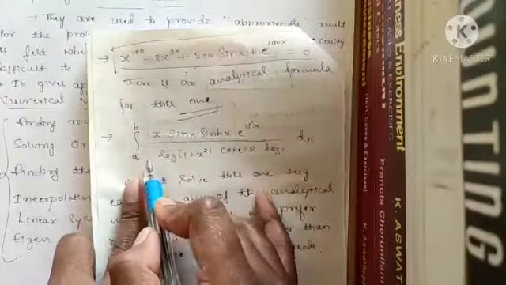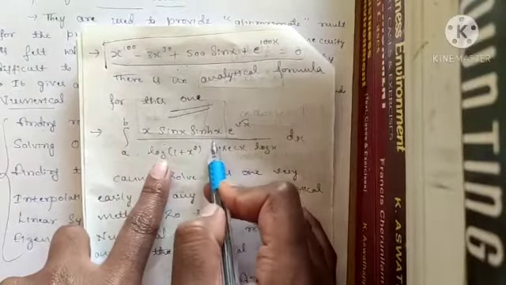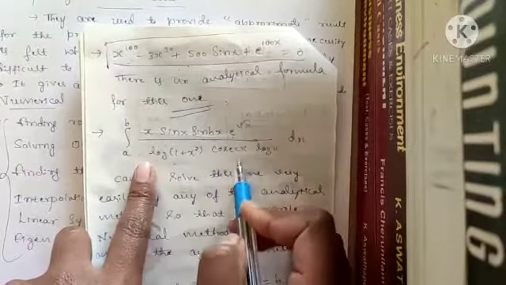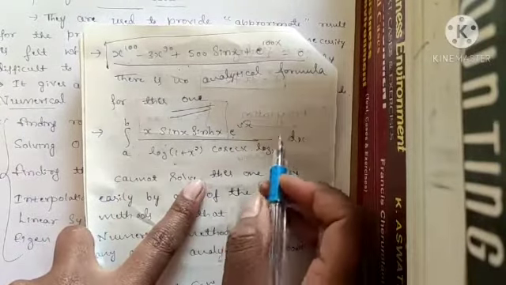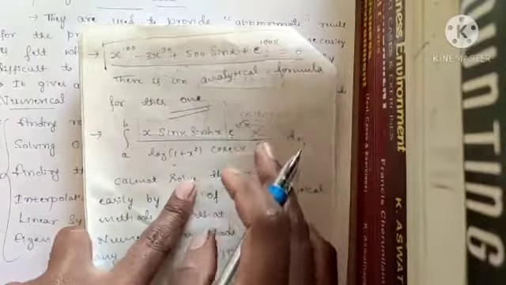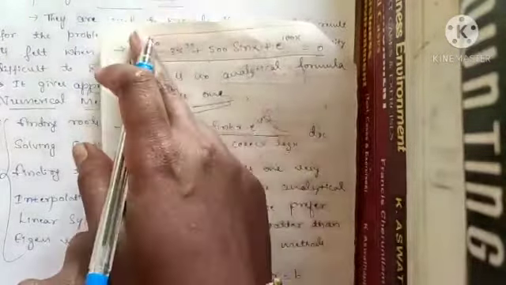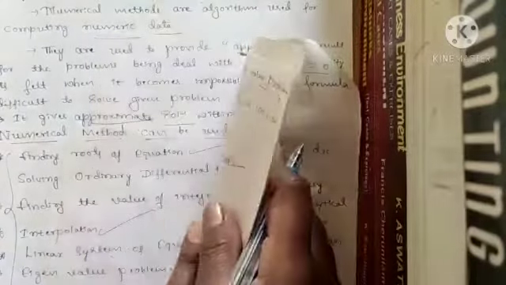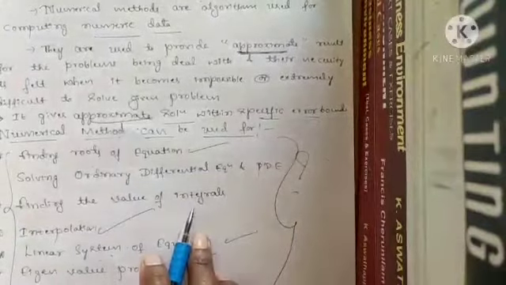But what happens when complicated ones are given, that is, integration from a to b of x into sinh x into e power root x divided by log of 1 plus x square, cosec x into log x into dx, or some more factors are there. For that purpose, you are going to use the numerical method. That means by using a numerical method, you find the value of the integral.